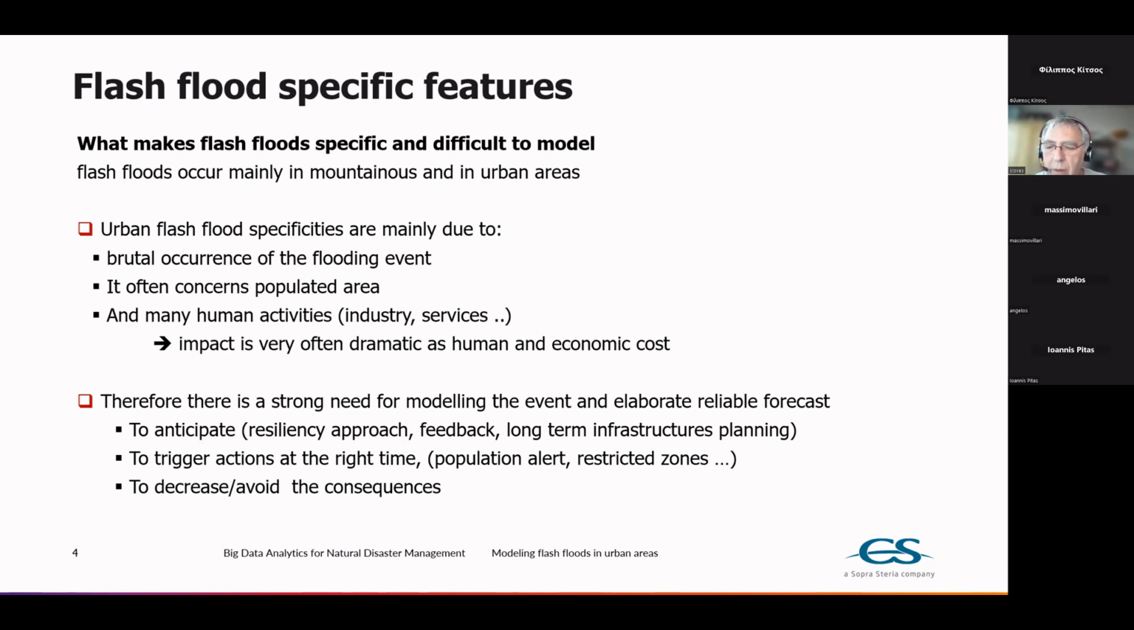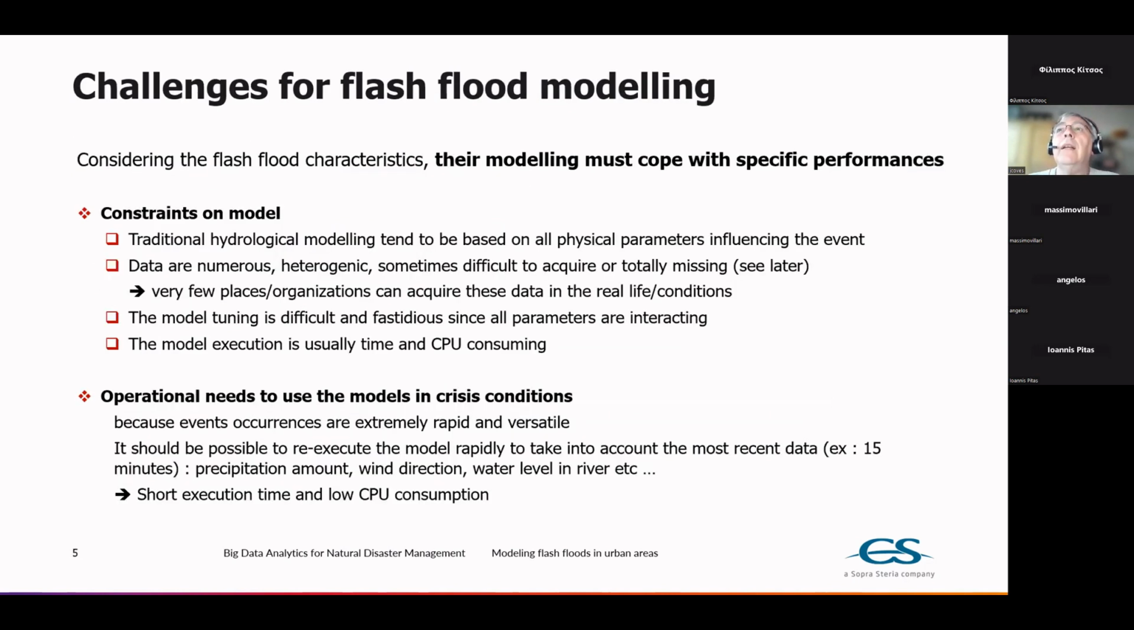like everywhere, I would say. But here there is many actions, and you will see that it's not so easy because of the characteristics of the event. These characteristics put some very difficult, specific constraints on the modeling of this event.